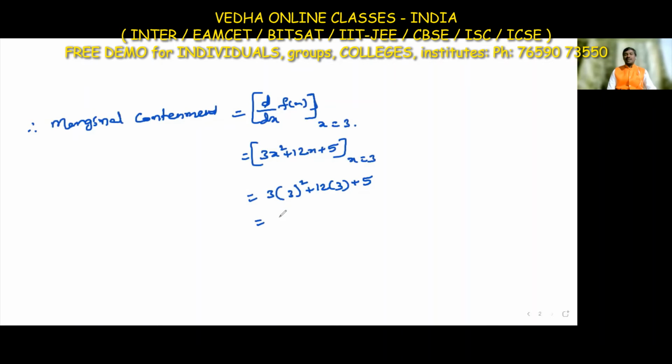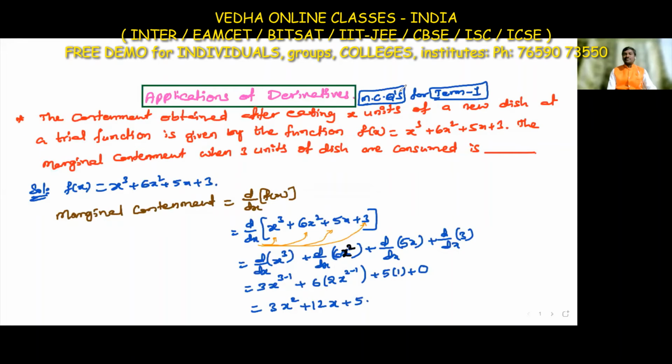3 square is 9, 9 times 3 is 27, 12 times 3 is 36, plus 5. So that means 27 plus 36 is 63, and 68. Okay, 68, this is the required answer. 68 units. Okay, this is the required solution. Understood?